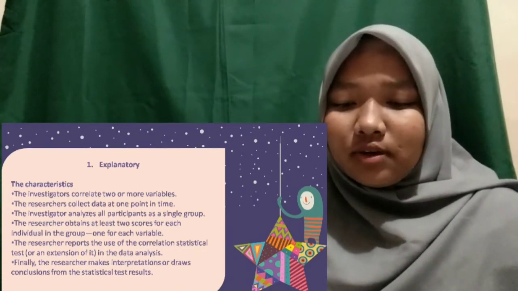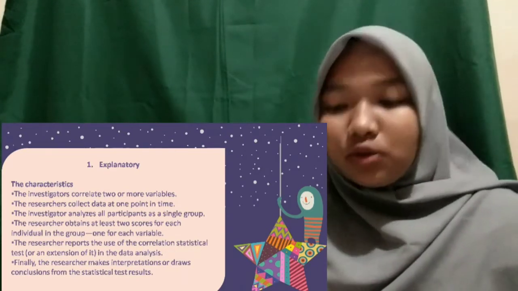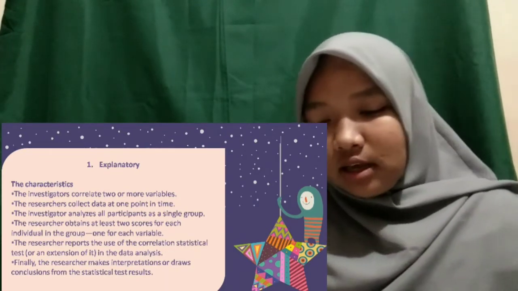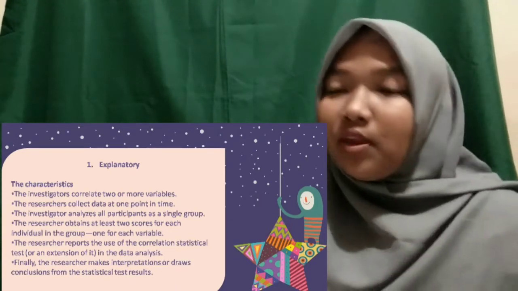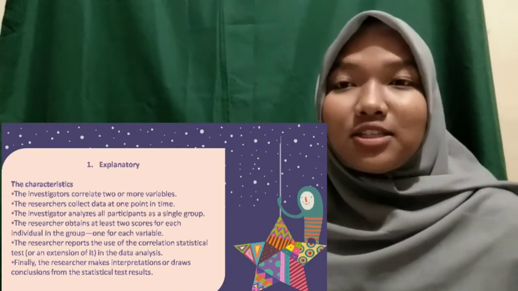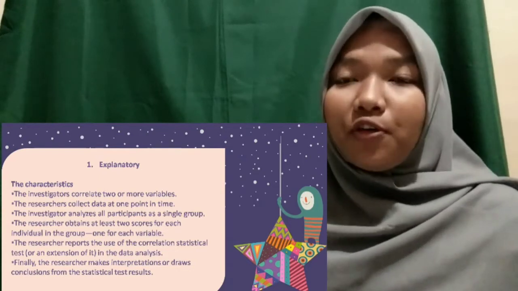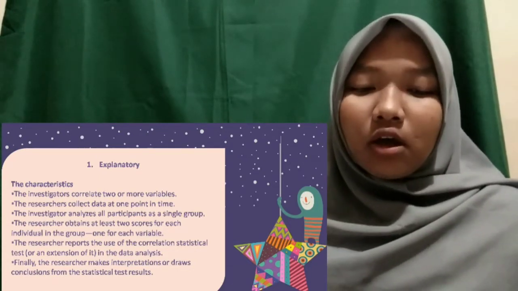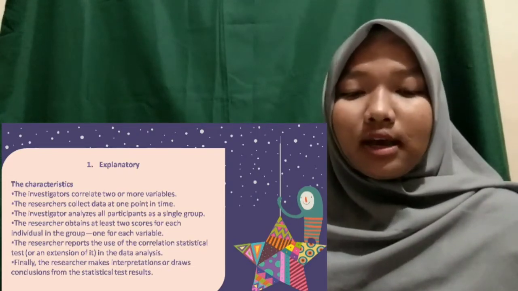Collected scores or data from only one group, not treatment. Researchers use all scores on a continuum. And then the next one is the researchers obtain at least 2 scores for each individual in the group, 1 for each variable. We will mention how many scores were collected.